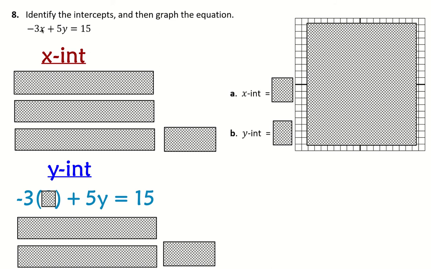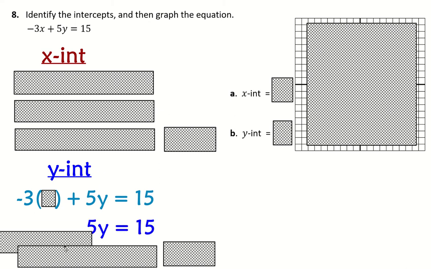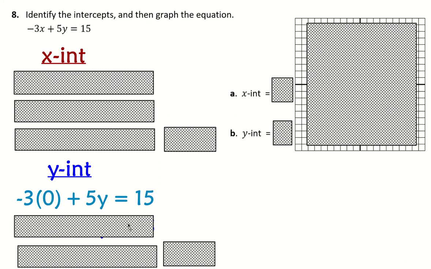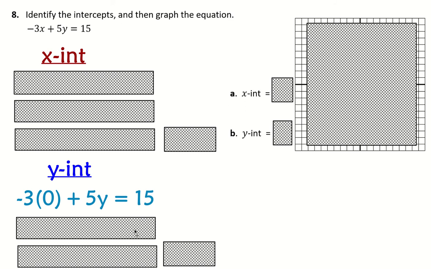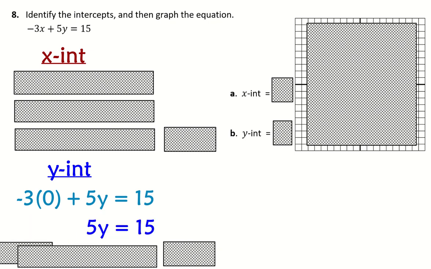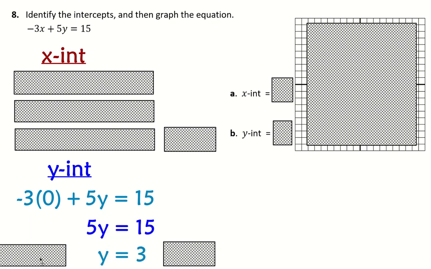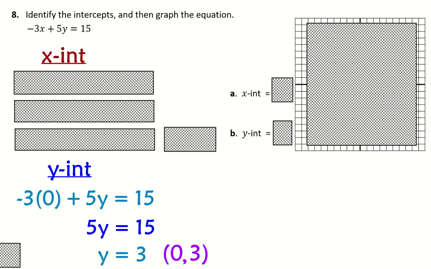Plug in what for x to flush out what the y-intercept is? You'd plug in 0. If you plug in 0 for x, it'll reveal it, and then you just solve for y. So this is gone. Negative 3 times 0 is just 0. So you end up with 5y equals 15. Divide both sides by 5, and you get 3. So the y-intercept is 3. Technically 0, 3, the full coordinates.